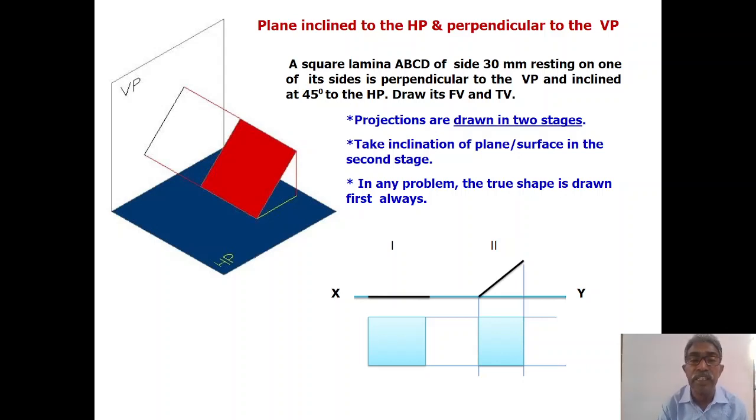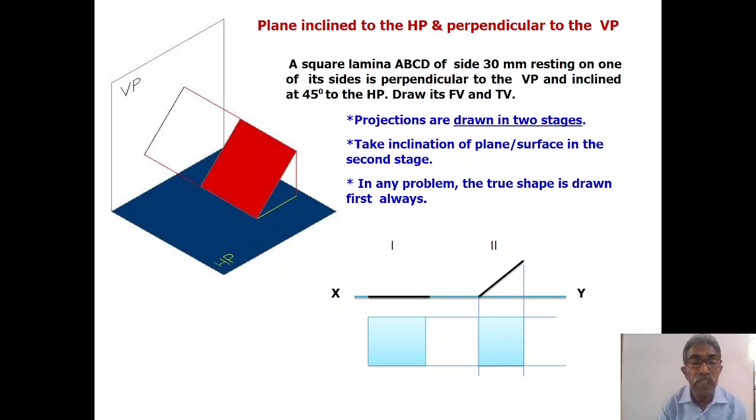Here the surface is inclined at 45 degrees to the horizontal plane, which you have to take in the second stage of the problem. So in the first stage, take the plane parallel to the horizontal plane or in a horizontal plane. In the previous video you have already seen that when a plane is in a horizontal plane and perpendicular to the vertical plane, the true shape of the plane appears in the top view. Therefore, you draw the first stage assuming the plane parallel to the horizontal plane and perpendicular to the vertical plane, so that the true shape will be seen in the top view.